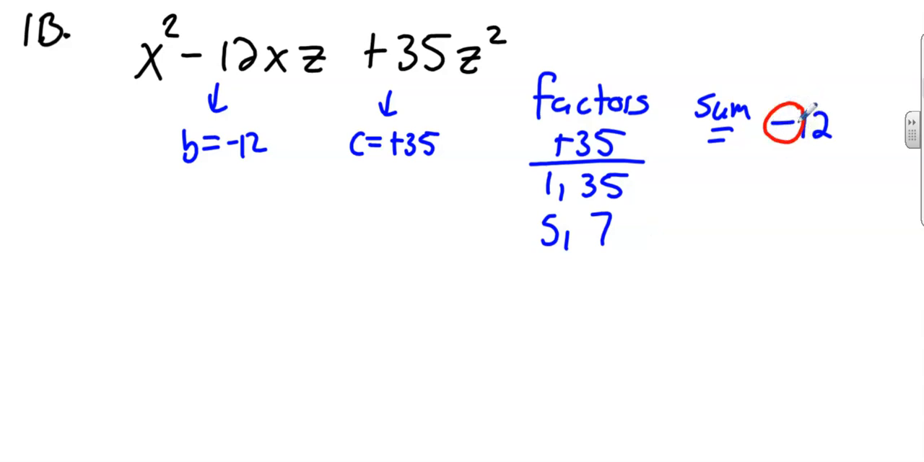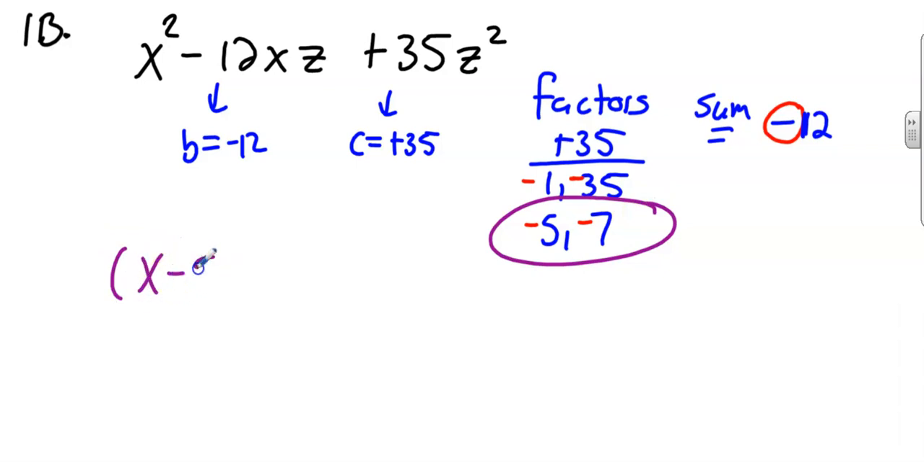Okay, and again, your B term is negative, so the bigger number has to be negative. And to get the sign of the other number, a positive divided by negative is a negative, so in this case they're both negative. The pair that adds to negative 12 is the negative 5 and the negative 7. So that's x minus 5, but again, because we've got the z here, we'll just go back and put a z here. And x minus 7, and put the z there.